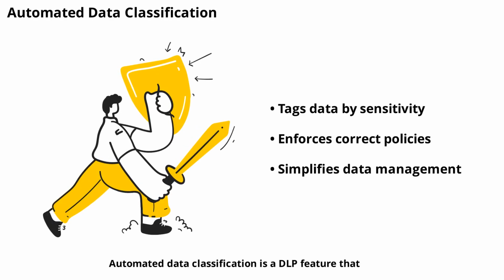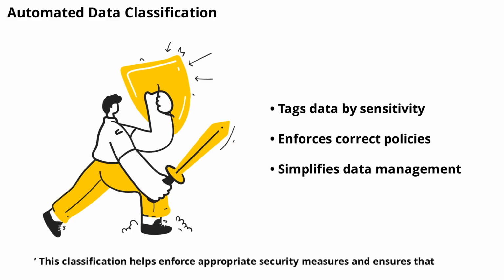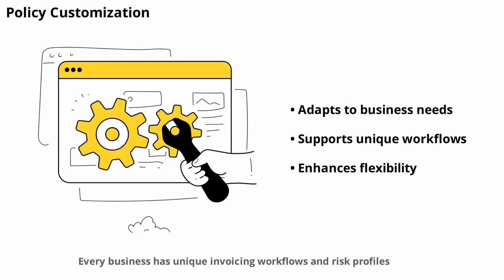Automated data classification is a DLP feature that tags invoice data based on its sensitivity level. For example, invoices containing personal client information might be marked as confidential, while generic billing details are labeled internal use. This classification helps enforce appropriate security measures, and ensures that sensitive invoices receive the highest level of protection throughout their life cycle.